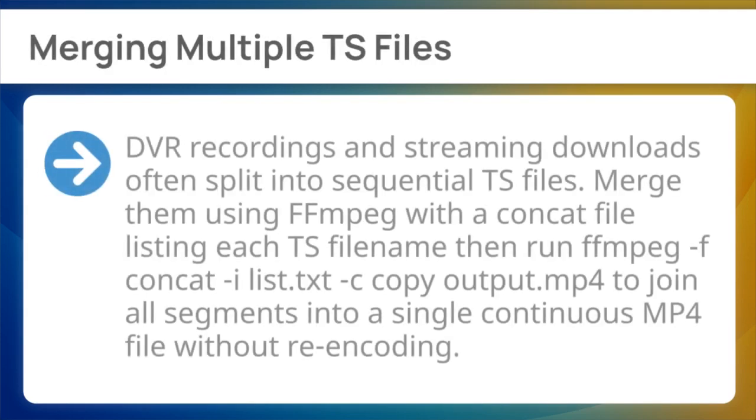Finally, merging multiple TS files. DVR recordings and streaming downloads often split into sequential TS files. Merge them using FFmpeg with a concat file listing each TS file name, then run ffmpeg -f concat -i list.txt -c copy output.mp4 to join all segments into a single continuous MP4 file without re-encoding.